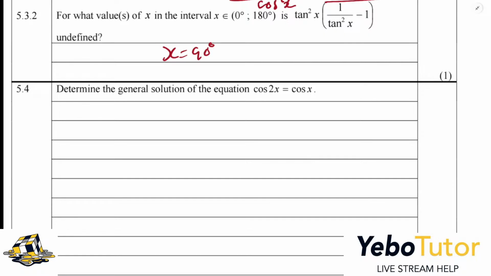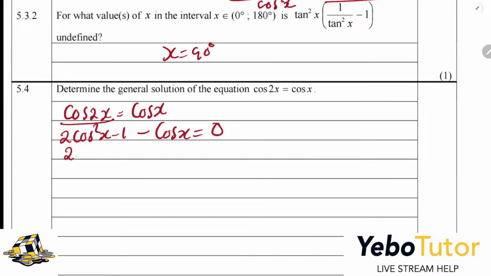Guys, general solutions are the easiest ones. So we're given cos 2x equal to cos x, so that can be the same as cos of 2x equal to cos of x. And you know this is the double angle, so we can change it to 2 cos squared of x minus 1 minus cos of x is equal to 0. And of course that will be 2 cos squared of x minus cos of x minus 1 equal to 0. This is just already an equation, guys. So you can see that this will now give us a quadratic equation.